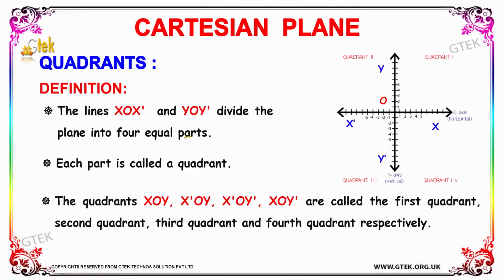If we look at the definition of quadrants, you can see this line, X'OX, and similarly Y'OY. So this is one more line. These lines divide the plane into 4 equal parts. Each part is called a quadrant. The regions XOY, X'OY, X'OY' and XOY' are called the first quadrant, second quadrant, third quadrant and fourth quadrant respectively.